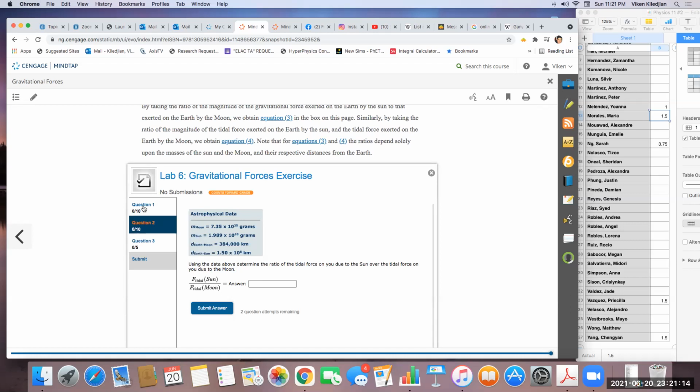But the first one, the gravitational force of the sun on you, I believe should be more than the gravitational force of the moon on you. Well, of course, if it was Jupiter, this number should be pretty big, I think. Very, very big. But this number should be less than 1.